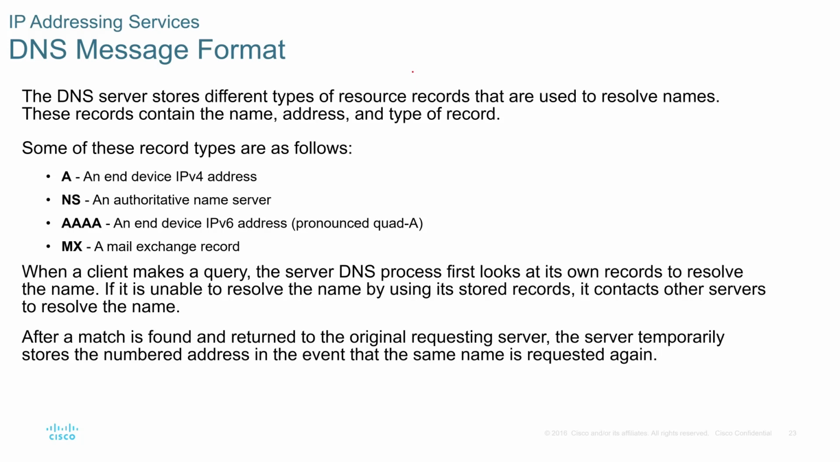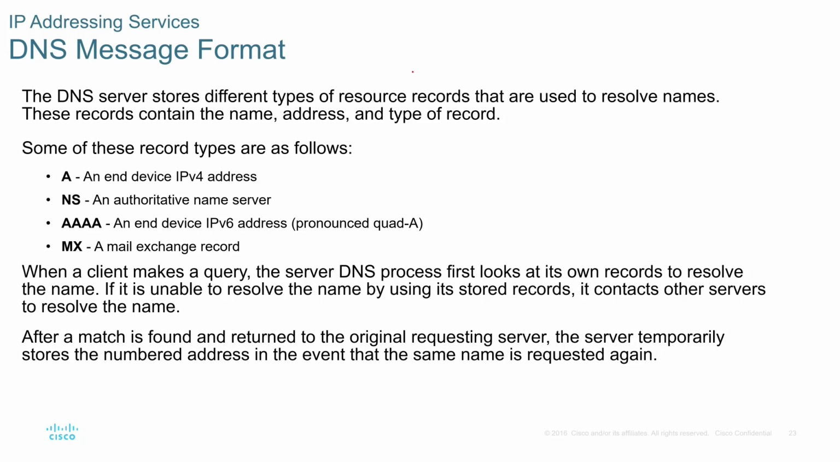In the DNS message format, it stores different types of resource records, and these are used to resolve names. These records contain the name, address, and type of record. Some of the records that you may be familiar with would be coded as an A, and this would be an end device IPv4 address. An NS would be an authoritative name server. AAAA indicates that it is an IPv6 address, normally pronounced as Quad A. MX is a mail exchange.